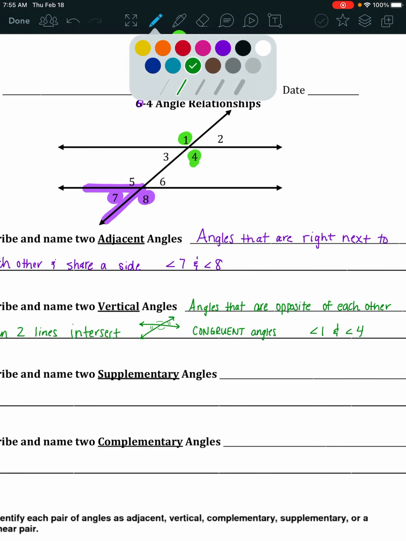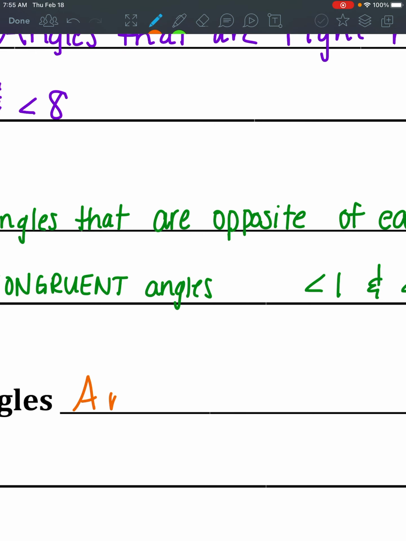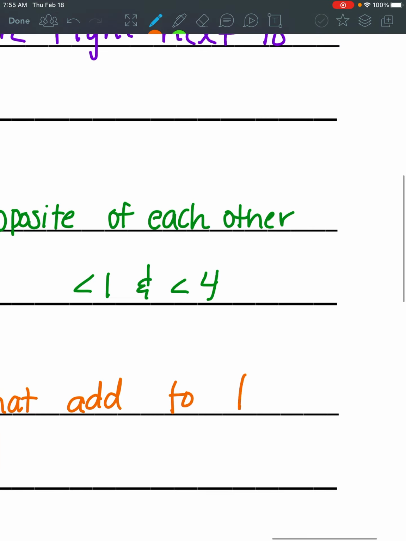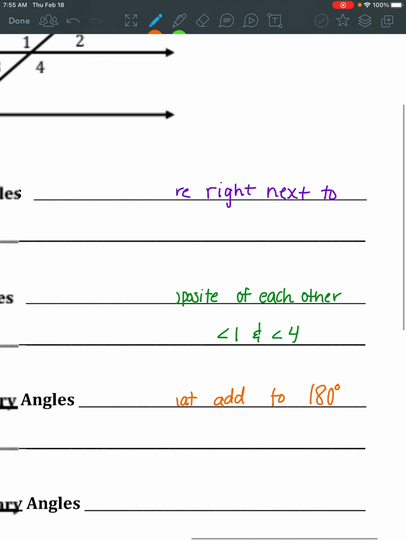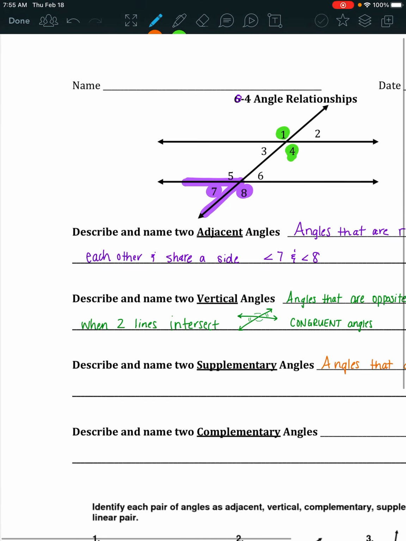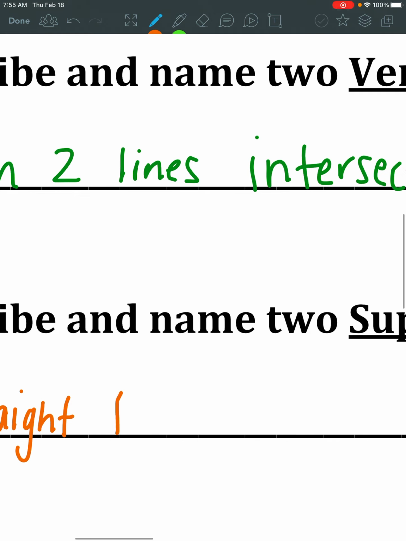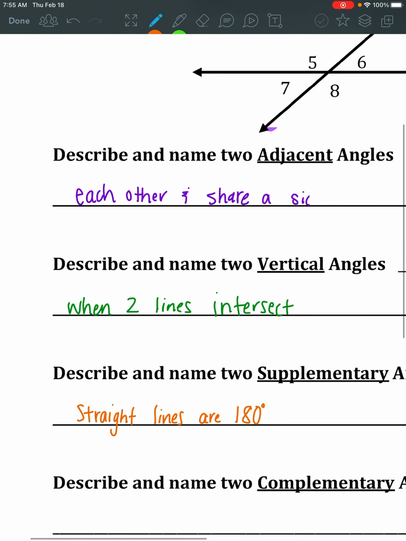All right, supplementary. So supplementary are angles that add to 180. And we always label angle measurements with degrees. So angles that add to 180 degrees, I'm going to include here as well. If you don't know that straight lines are 180 degrees. So a lot of the times we can find supplementary angles from straight lines.